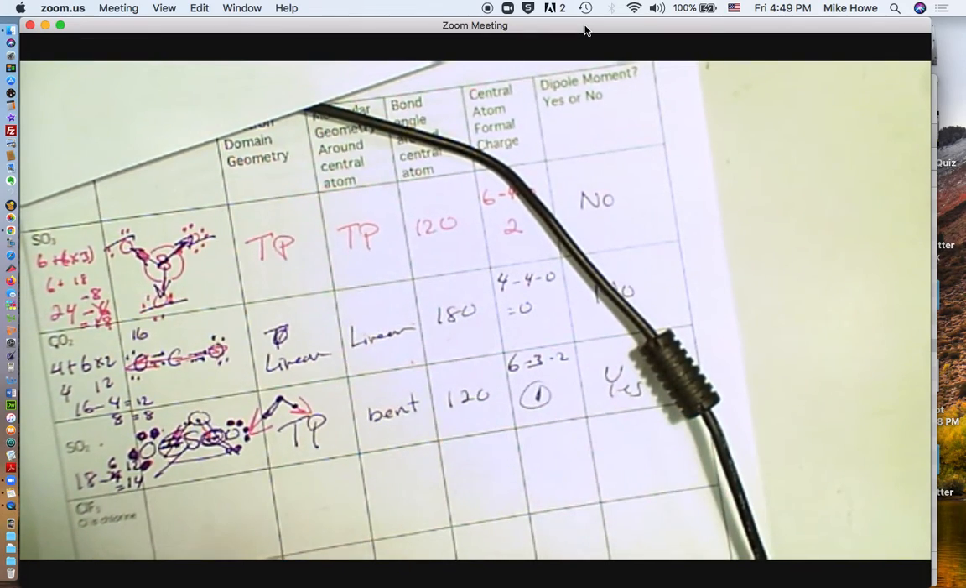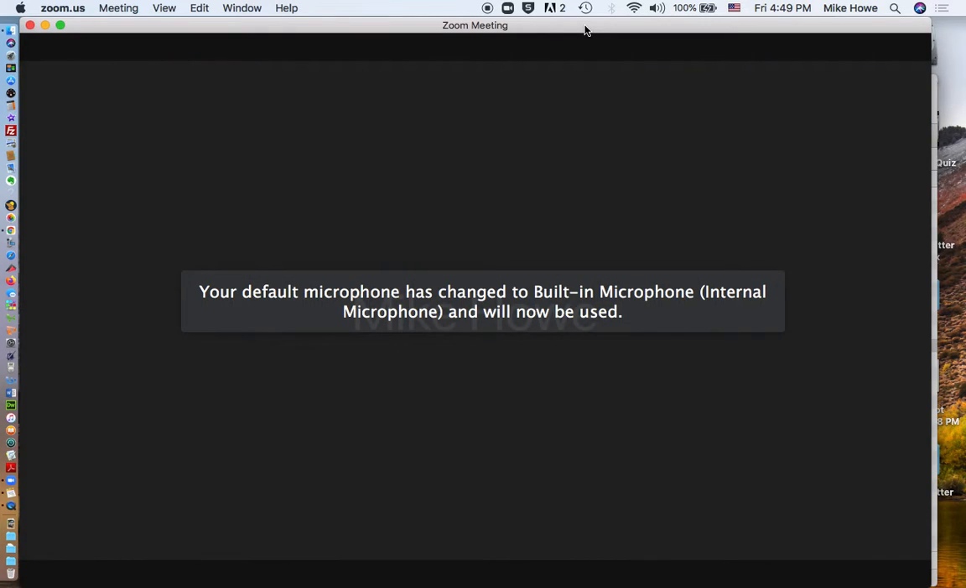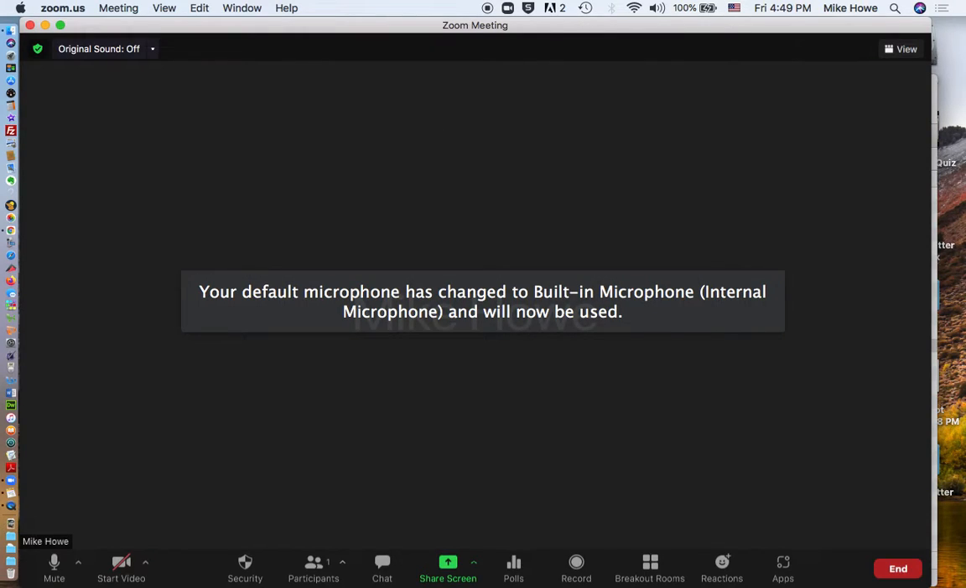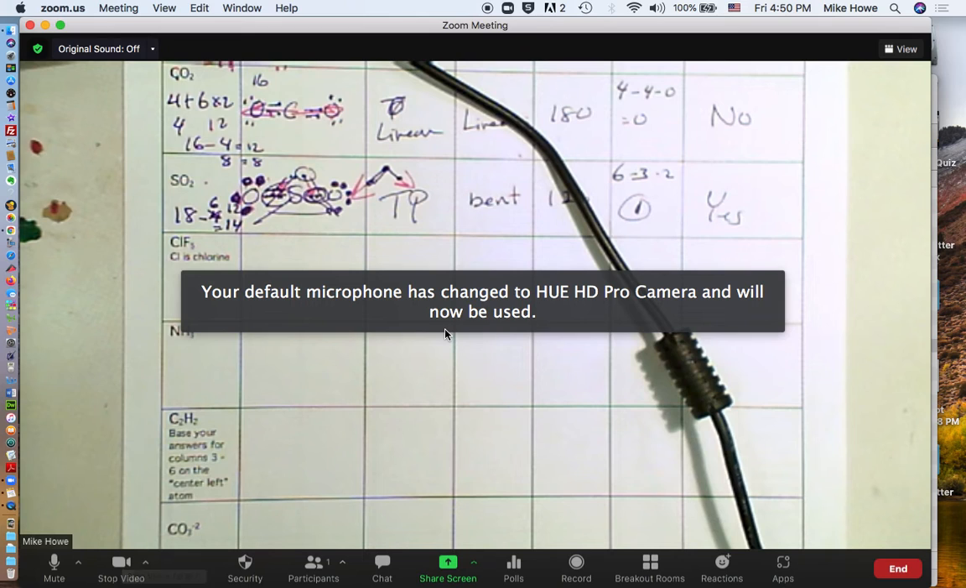All right, ClF5. ClF5 has... not sure why that happened. Let's start that again.